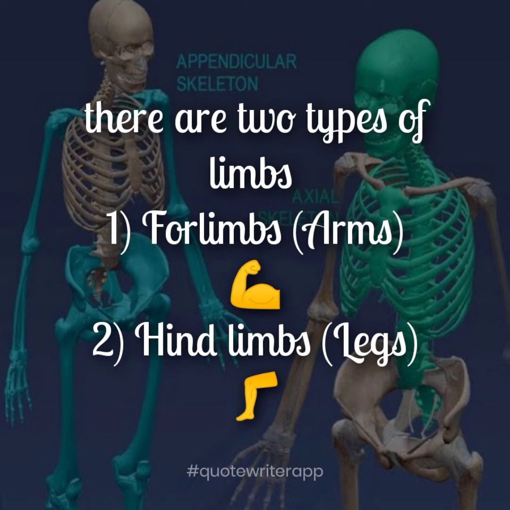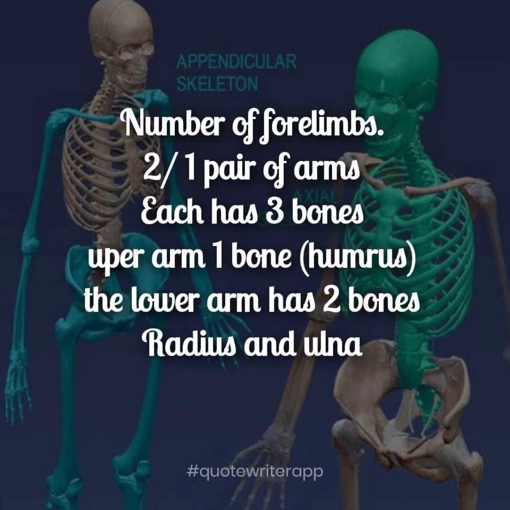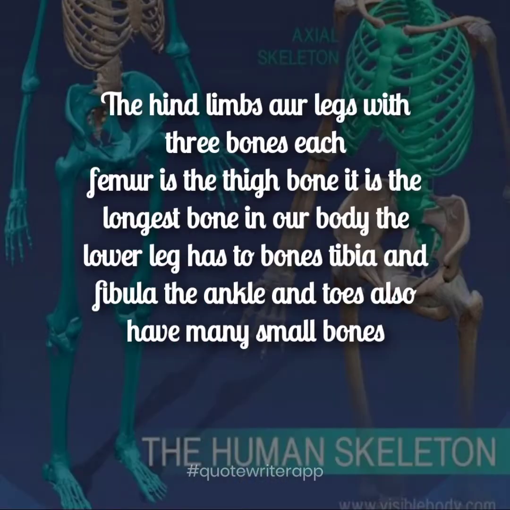There are 2 types of limbs in our body: forelimbs, the arms, and hind limbs, the legs. So let me go through what these are. First one, the forelimbs. It has 1 pair of arms, each has 3 bones. The upper arm has 1 bone called humerus, and the lower bones are radius and ulna. They are attached to each other.